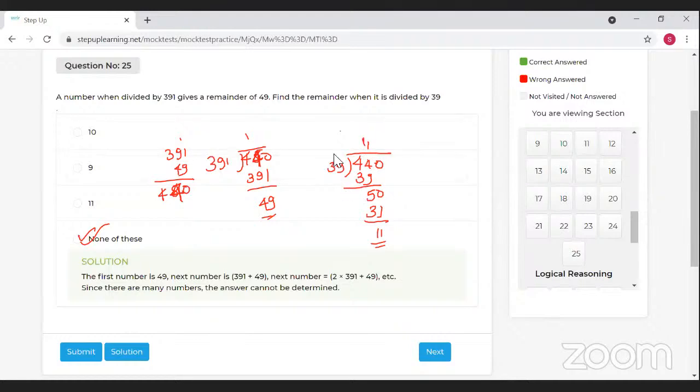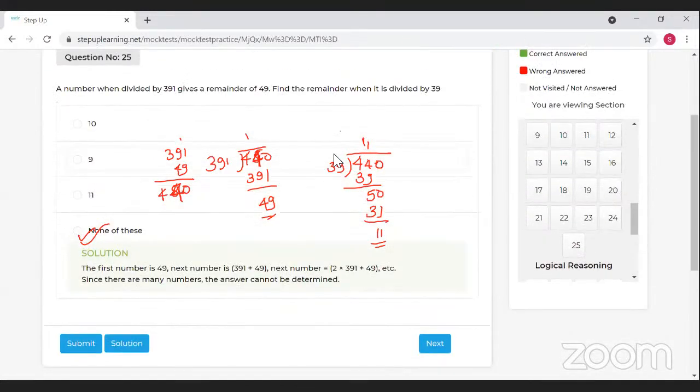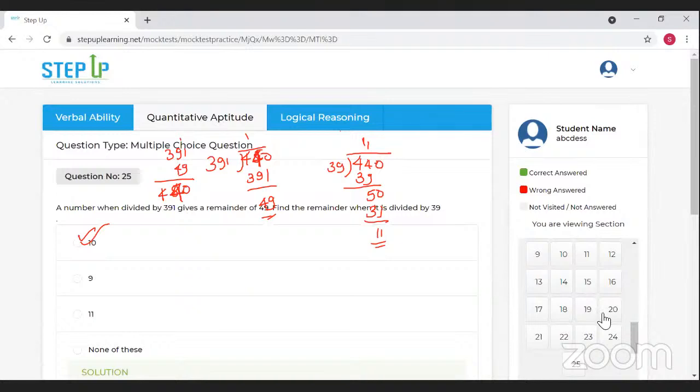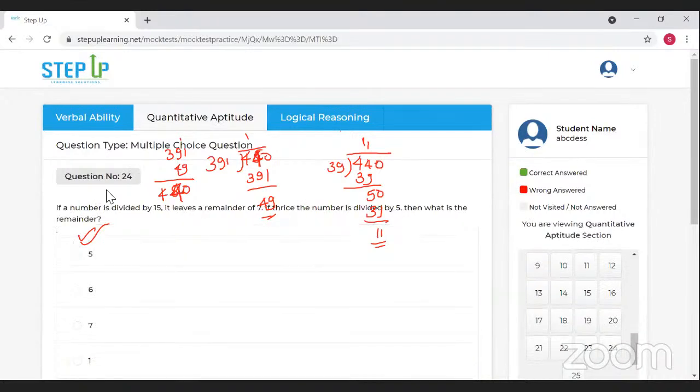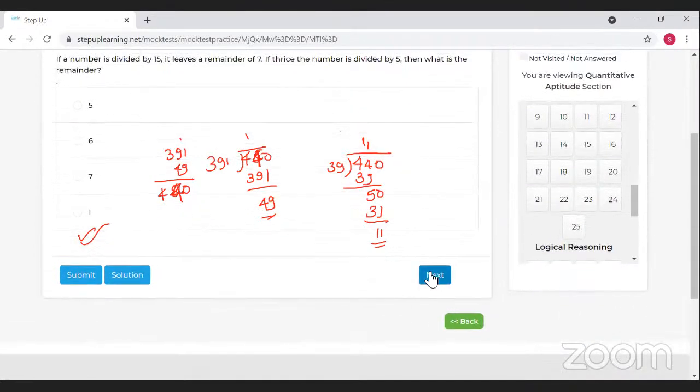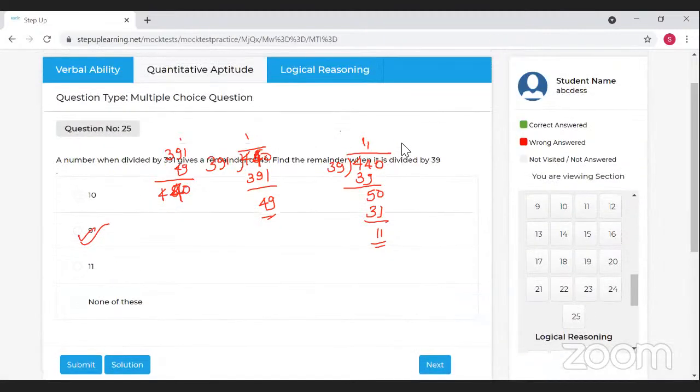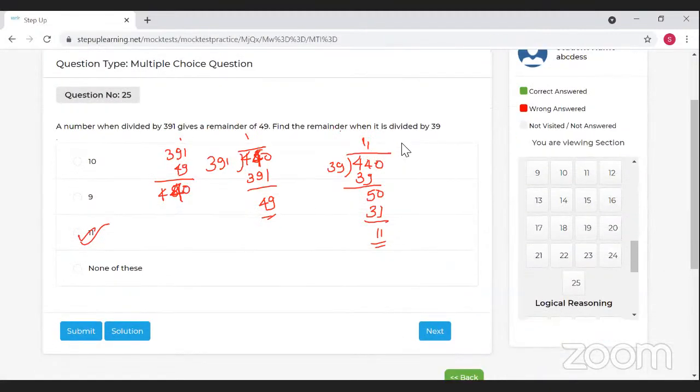Let me clarify it. In the previous question, it was so clear: if a number is divided by 15, it leaves a remainder of 7, and thrice the number is divided by 5, then what is the remainder? There you take any number, you will always get 1 as the remainder. But here there will be multiple cases. If you take 391 into 2, you will get a different answer. That's why they are saying that the answer cannot be determined. All right. Thank you, Raju.